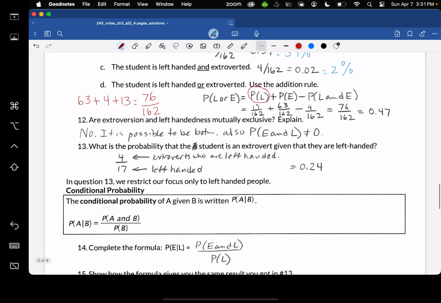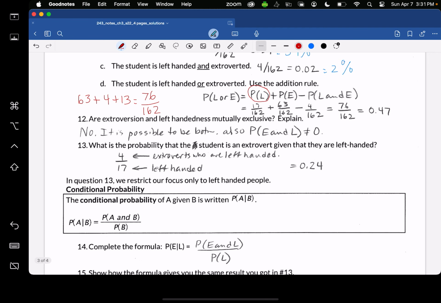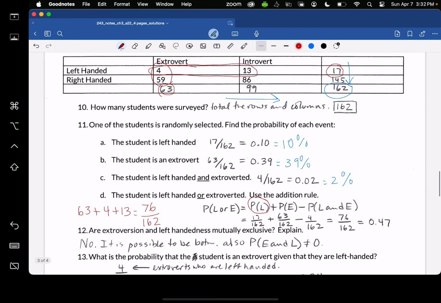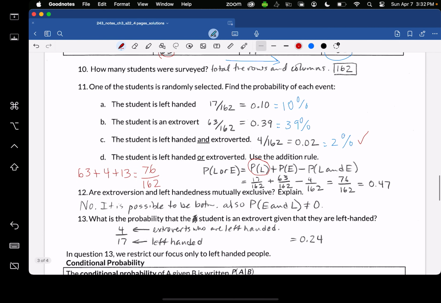Okay, continuing on, are extroversion and left-handedness mutually exclusive? Mutually exclusive means you can't be both. And so the answer is no, it is possible to be both. If we look at the probability of left-handed and extroverted, we got 2%. So it's a pretty low probability, but it isn't 0.